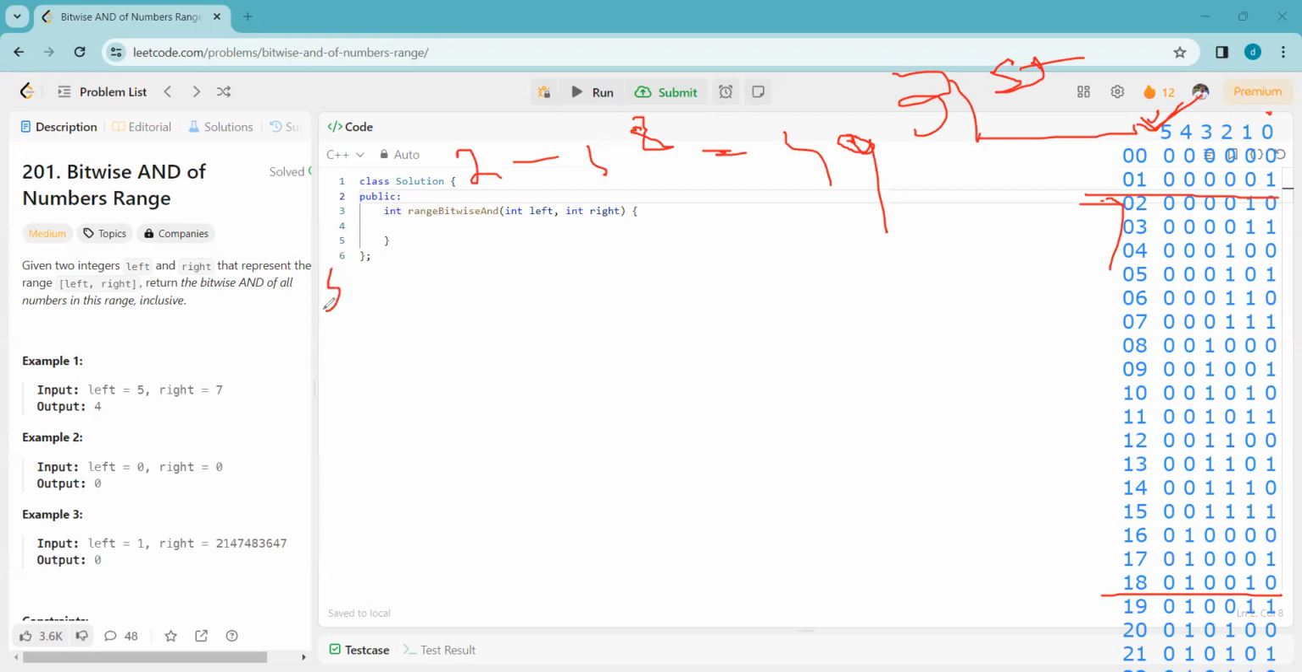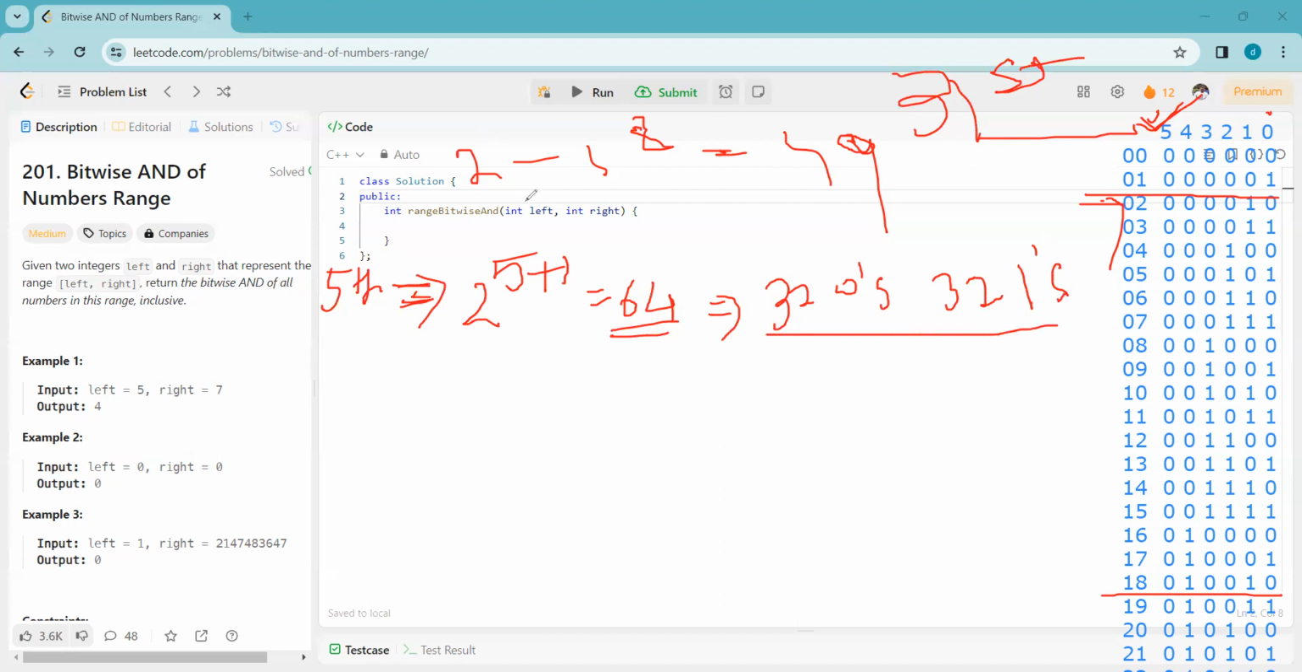In the fifth bit, what will be the range of the pattern which is repeating? For the fifth bit, it will be 2 to the power 5 plus 1, that is 64. Means after every 64 numbers, our pattern will be repeating. And what is our pattern? 32 zeros and 32 ones.